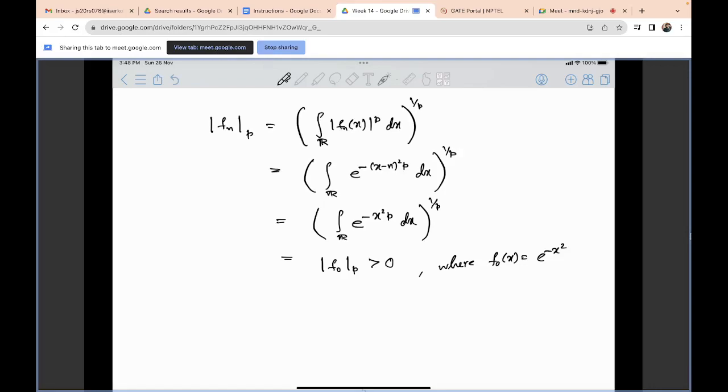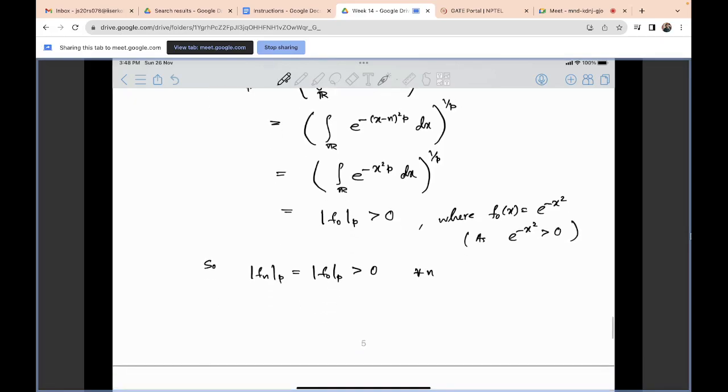Because this is a positive function, as e to the power minus x square is a strictly positive function, if you integrate it, it is positive on a set of positive measure, so this integral will be strictly bigger than 0. So what we have got is that this norm is the same as the p-norm of f0, which is strictly bigger than 0 for all n. So can this converge to the 0 function? No, because this is always strictly bigger than 0 for all n.